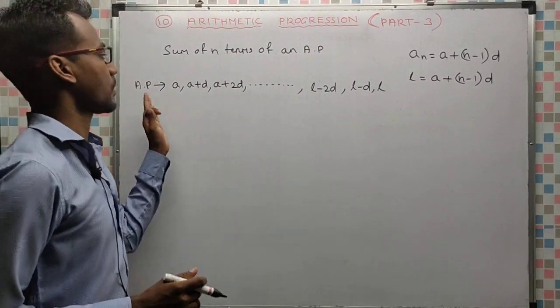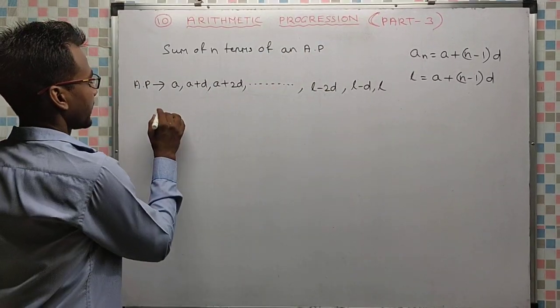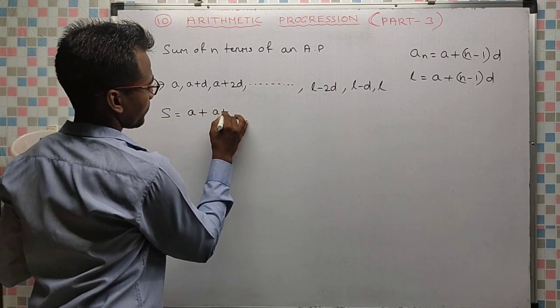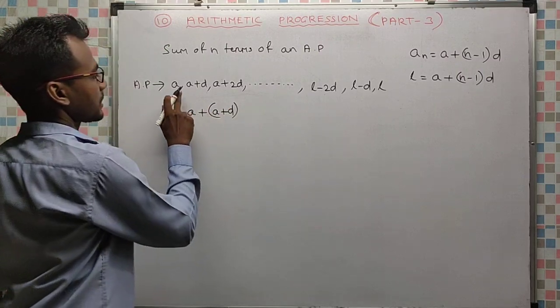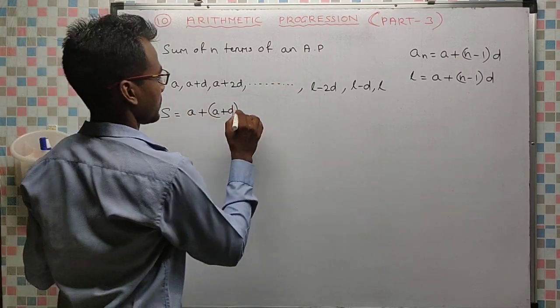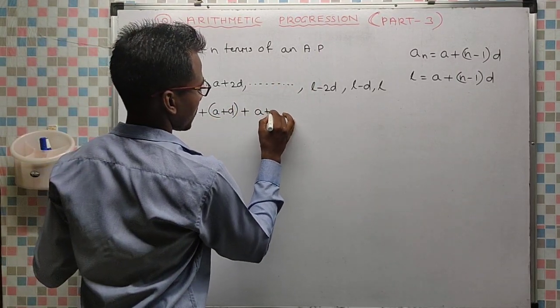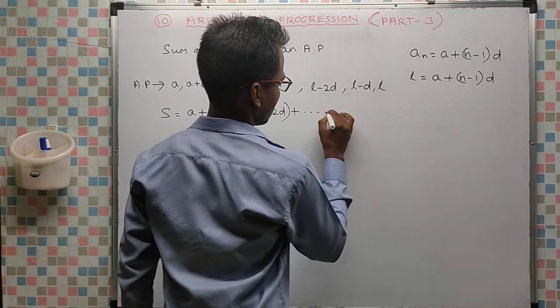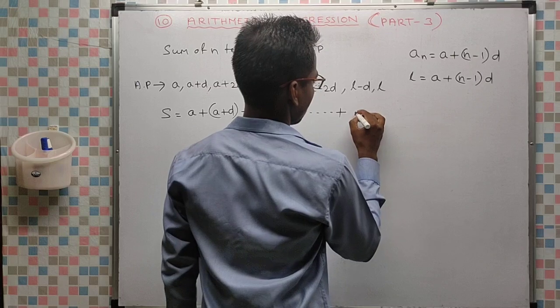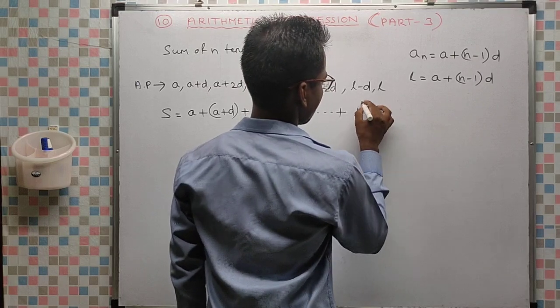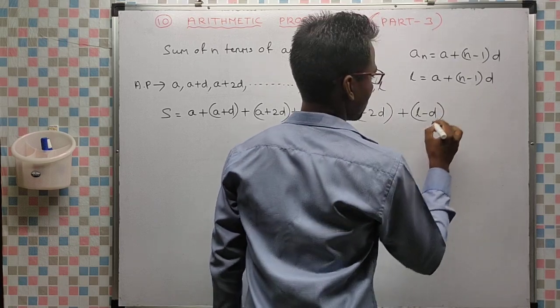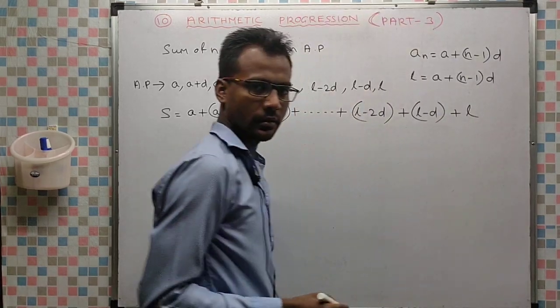We are going to find the sum of all the terms. Let S is equal to the sum of all the terms: a plus a plus d plus a plus 2d plus ... plus L minus 2d plus L minus d plus L.